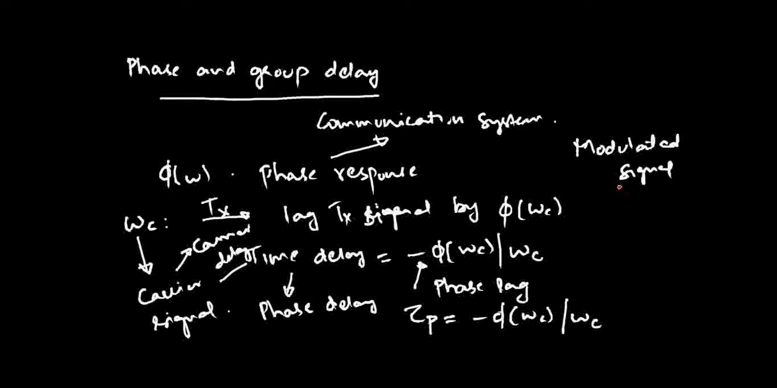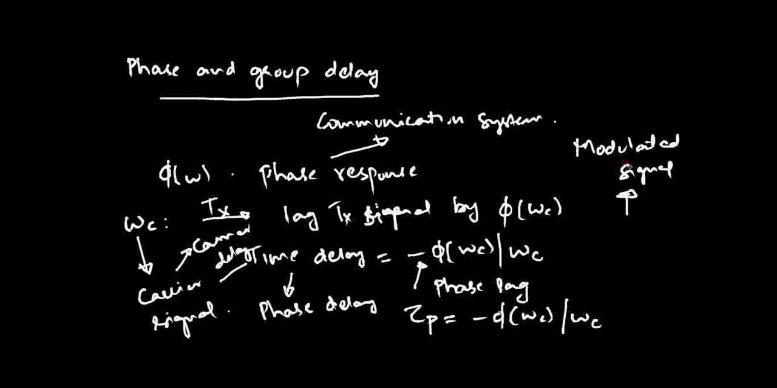So we are interested in the time delay of this modulated signal, and of course there is a delay for this carrier signal which we can't neglect, but still it's not the actual delay which we are interested in. So the time delay incurred by the message signal in this modulated signal.